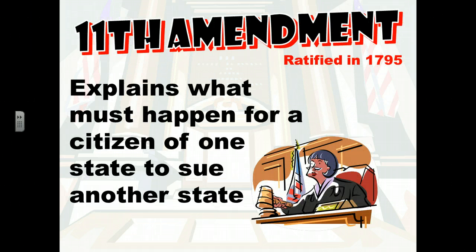So let's go ahead and talk about each of the remaining amendments. You don't have to necessarily write down the date, but I did put the date on these slides so you kind of know when the amendment was ratified or added to the Constitution, and I'll give you a brief summary of each of the amendments. Amendment 11, ratified in 1795, explains what must happen for a citizen of one state to sue another state. At this time period, there were still some issues about jurisdiction of laws. So basically it's just an explanation or clarification if you want to sue somebody from another state.